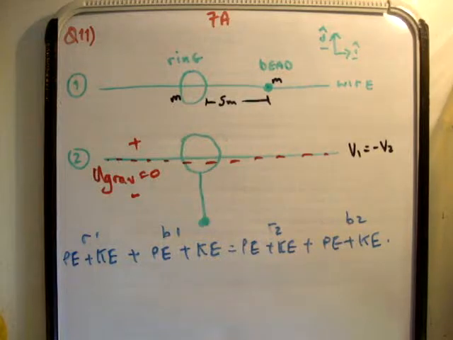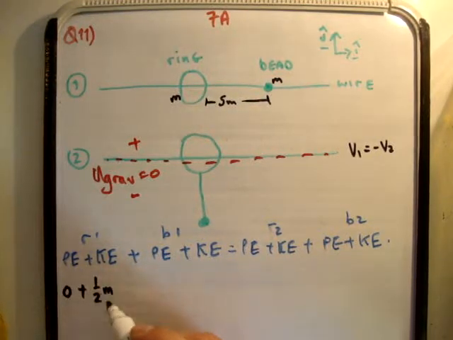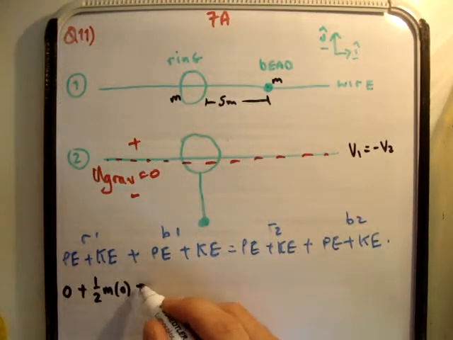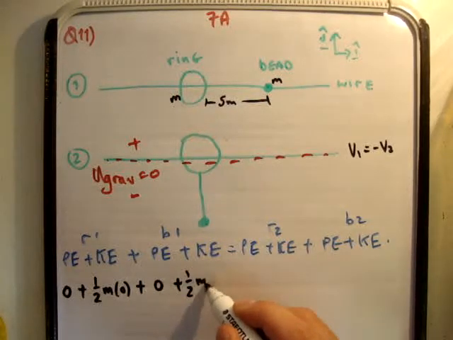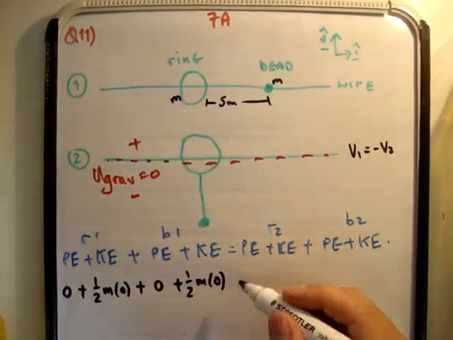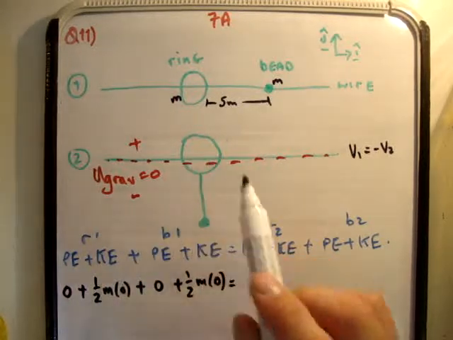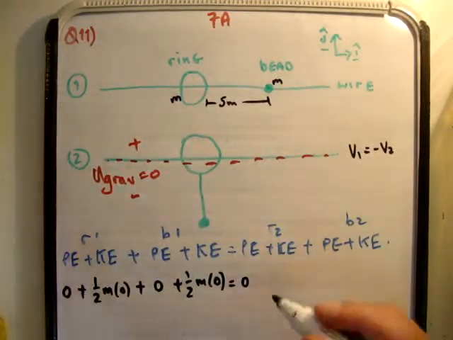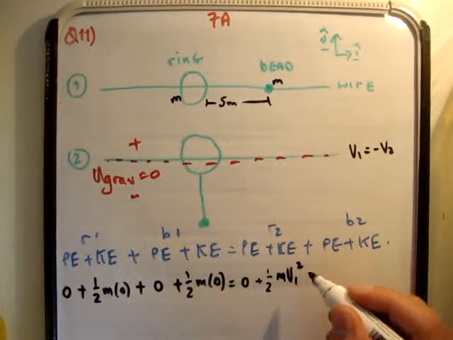The potential energies at position 1 are going to be equal to 0. So it's 0 here, plus the kinetic energy, which is a half m times the initial velocity of the ring, which is 0, plus the potential energy of the bead, which is 0, plus once again half m times 0. That's going to be equal to the potential energy of the ring at position 2. The ring is still on the wire, so it's going to be 0, plus its kinetic energy, which is half m v1 squared.